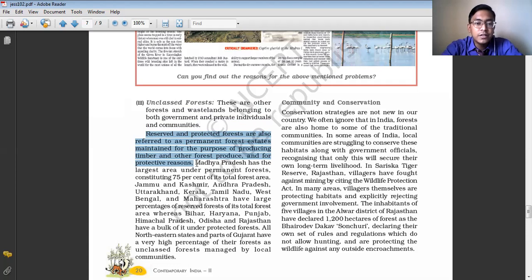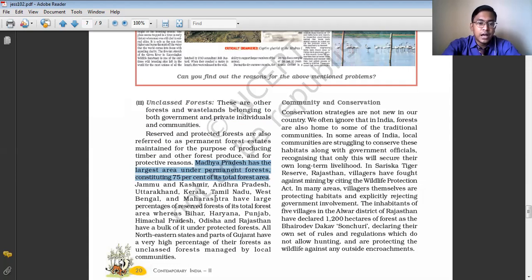In our country, Madhya Pradesh has the largest area under permanent forest cover, constituting 75% of its total forest area. So in Madhya Pradesh, out of the total forested area, 75% is under the permanent forest cover, that is, the reserve forest and the protected forest.